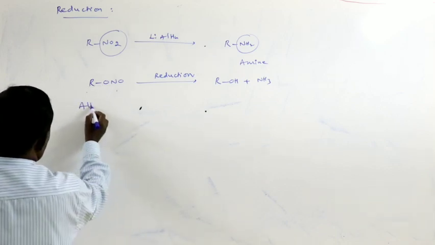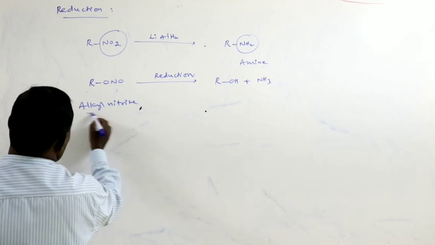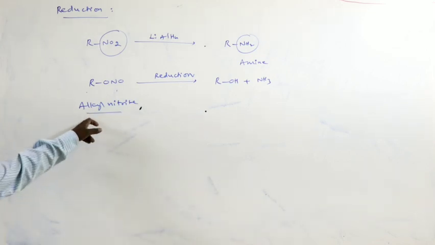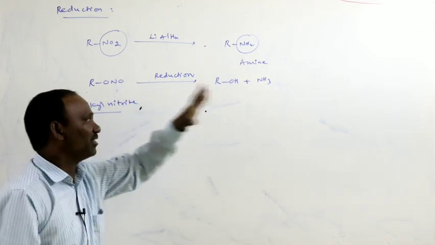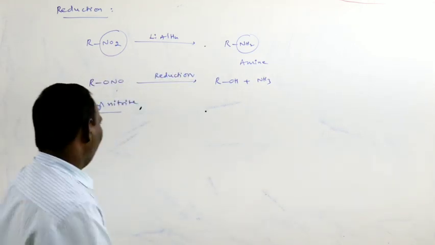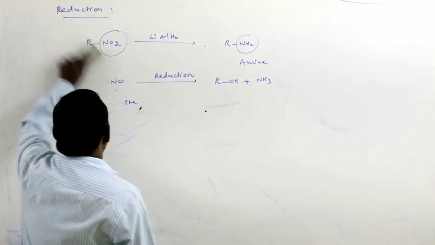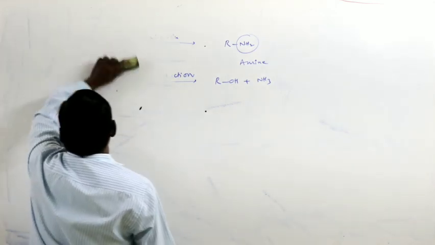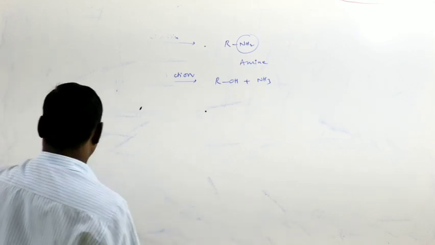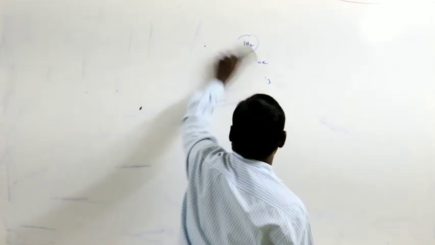It is an alkyl nitrite. Alkyl nitrite reduction gives alcohol plus ammonia. Nitroalkanes reduction gives amines, primary amine formation. This is the reduction reaction of nitroalkanes and alkyl nitrites.